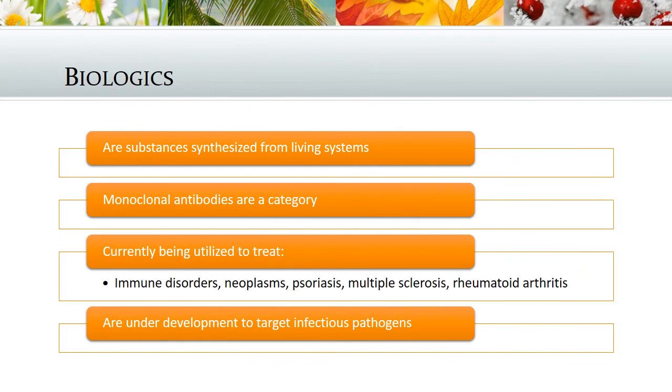Biologics. Biologics are substances that are synthesized from living systems. Monoclonal antibodies are a category of biologics. They are currently being utilized to treat immune disorders, neoplasms, cirrhosis, psoriasis, multiple sclerosis, and rheumatoid arthritis. They are under development to target infectious pathogens.